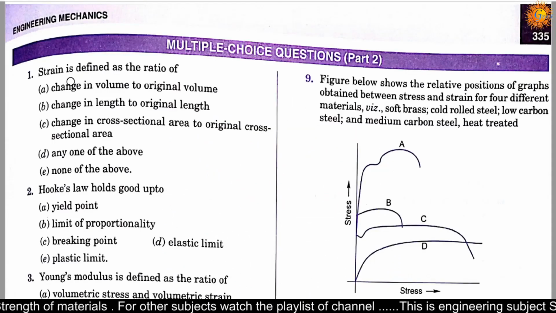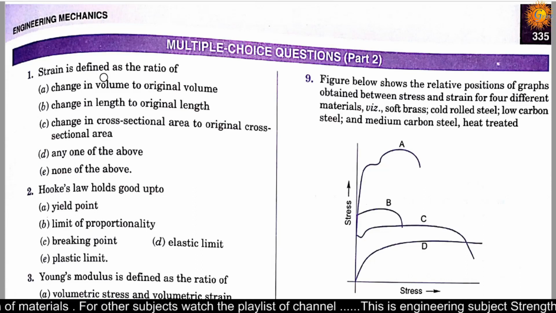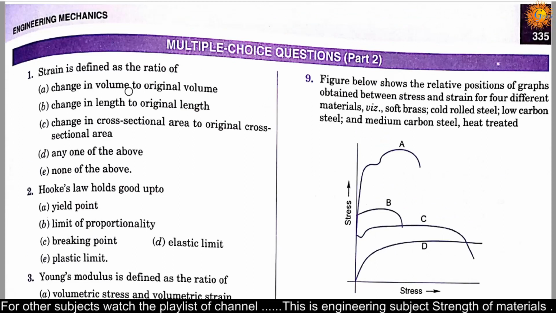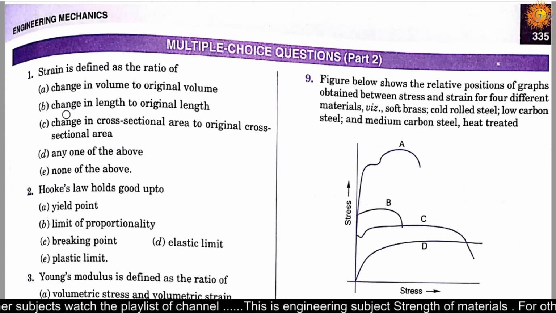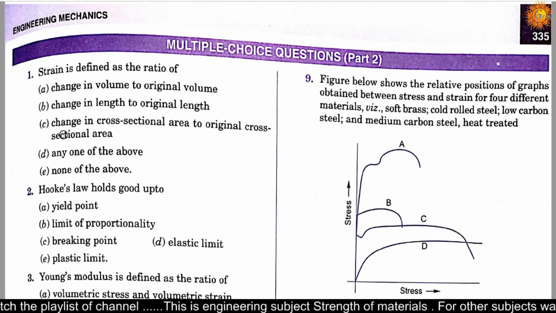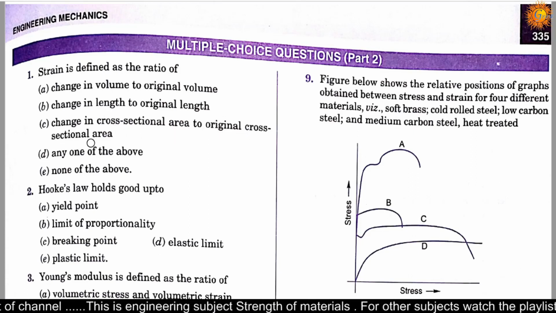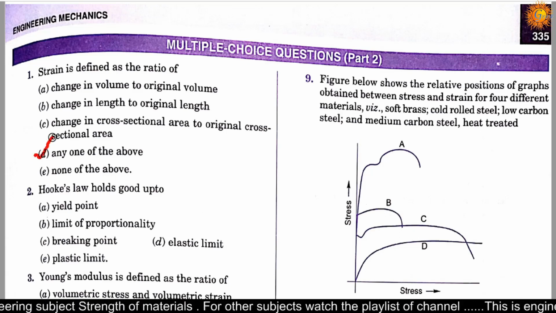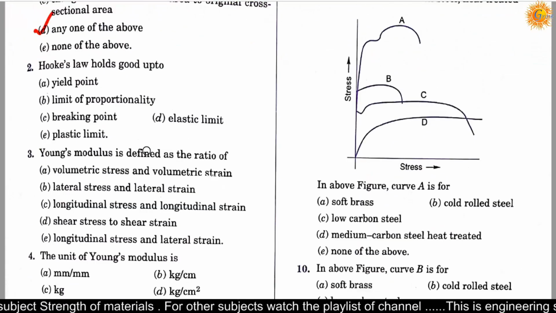Question number 1. Strain is defined as the ratio of: option A, change in volume to original volume; option B, change in length to original length; option C, change in cross-sectional area to original cross-sectional area; option D, any one of the above; and option E is none of the above. Correct answer is D, it's any one of the above.